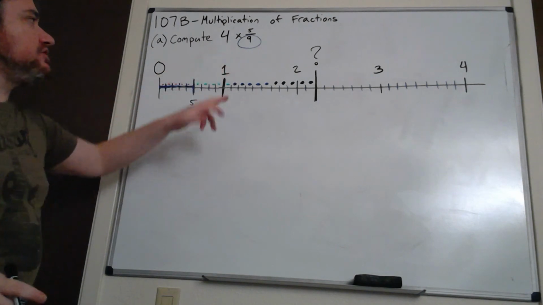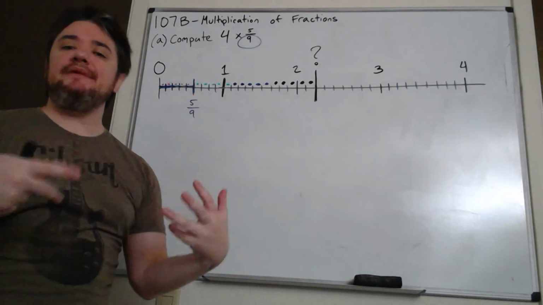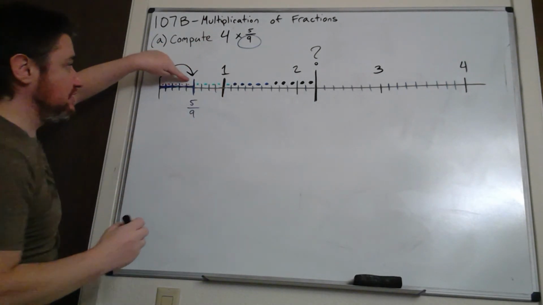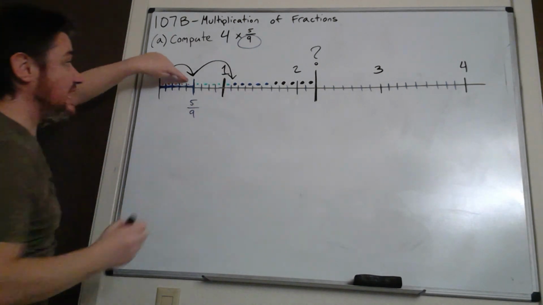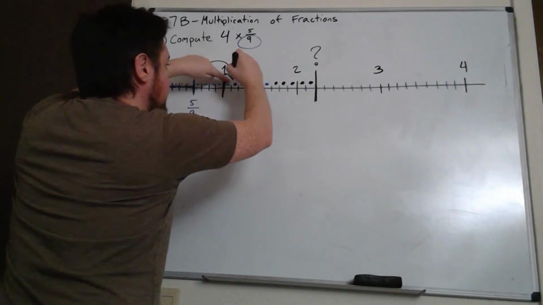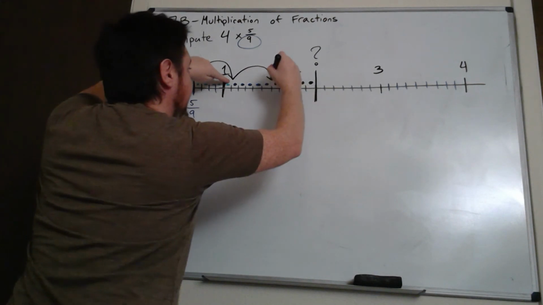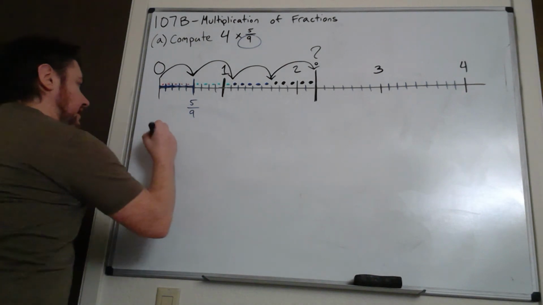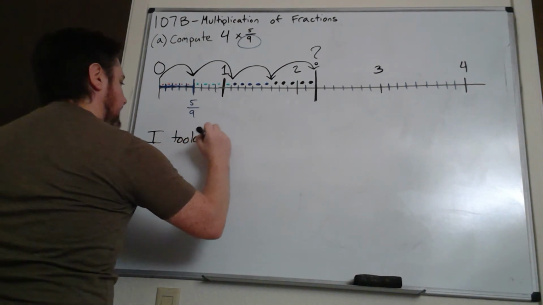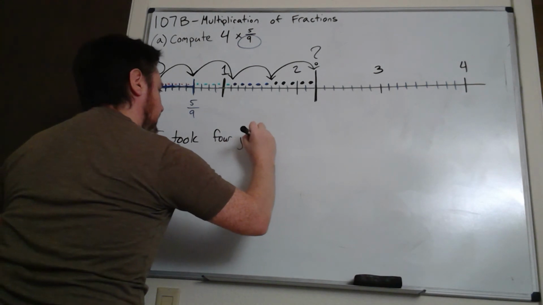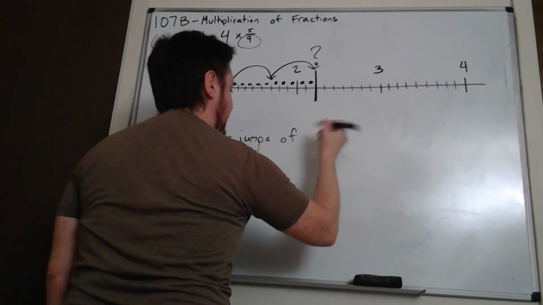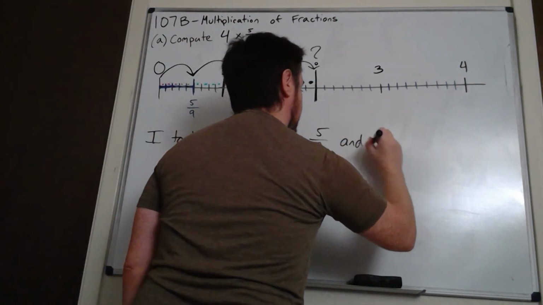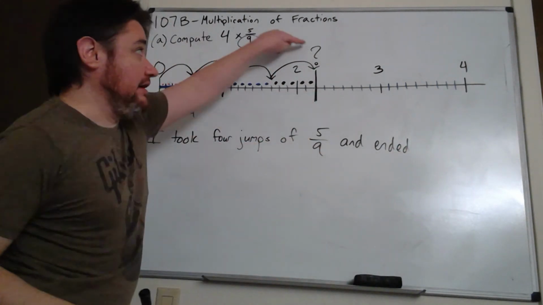Let me show now. So I see groups of 4, but let me now show the jumps. So I'm going to take a jump to the end of the red dots, a jump to the end of the green dots, which is 1, 2, 3, 4, 5 more segments, a jump to the end of the blue dots, and finally a jump. Okay? Let me write that out. I'm just going to say I took 4 jumps of length 5/9, or 4 jumps of 5/9, and ended here at the question mark.